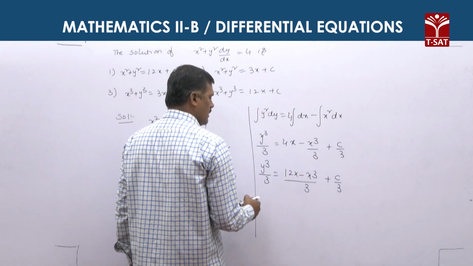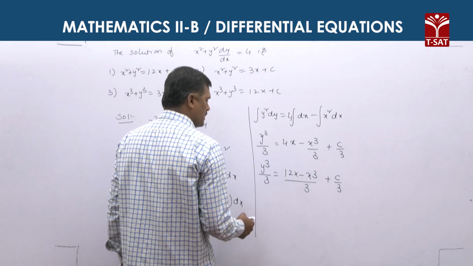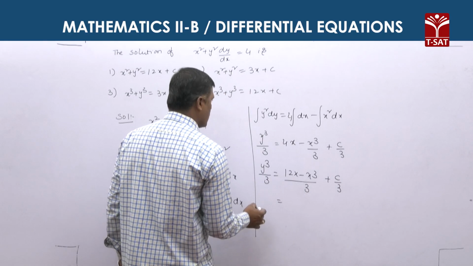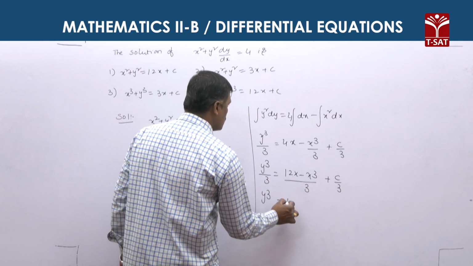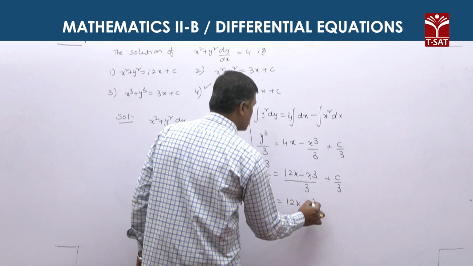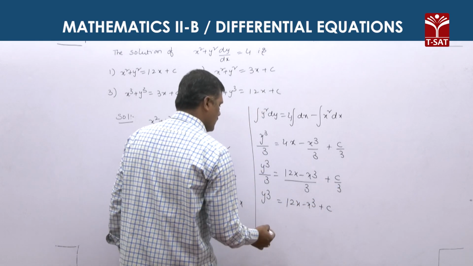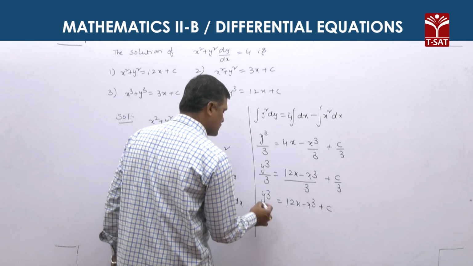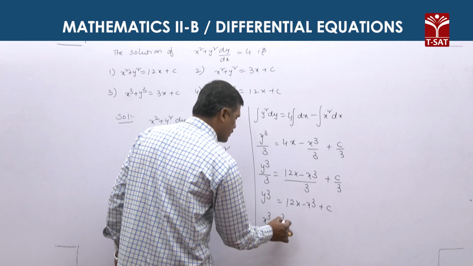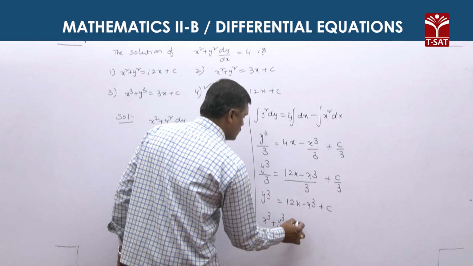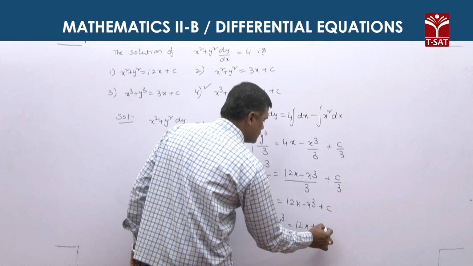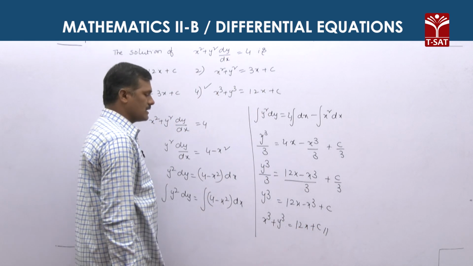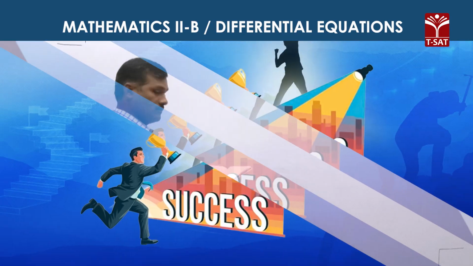So totally, taking the LCM, right side is 3, left side also 3 here. Y cube is equal to 12x minus x cube plus c. Now we can write it as: minus x cube taking to the left side becomes plus x cube, already plus positive y cube, here is equal to 12x plus c, which is the required solution of the given problem. So the fourth one is the correct solution of the given problem.